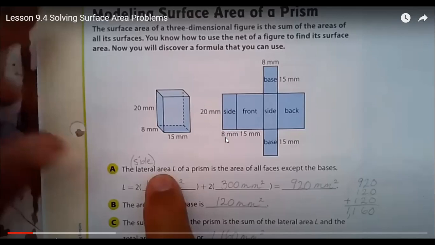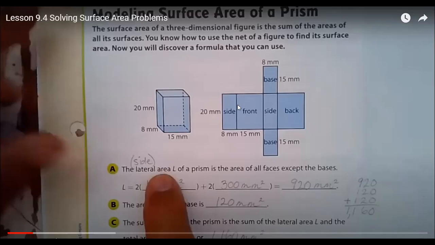So we are going to calculate the area of the side first. 20 times 8. And how many sides do you have? 2. Then we will calculate the area of the side, and then we will multiply by 2. Then we will move to the next point. We will calculate the area of the front and the area of back. What is the dimension of the front? They are congruent, which means we will calculate the area of one of them, and then we will multiply by 2.